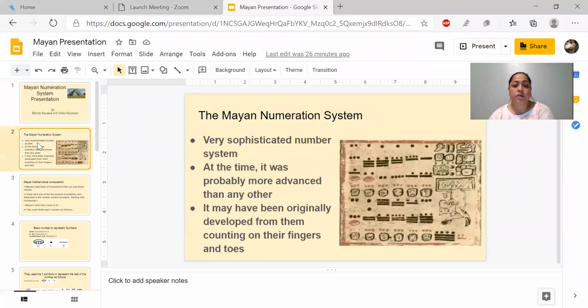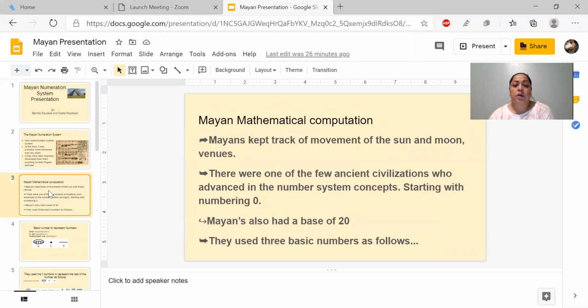The Mayan numeration system is a very sophisticated number system. At the time, it was probably more advanced than any other, and it may have been originally developed from them counting on their fingers and their toes. The Mayans kept track of the movement of the sun, the moon, and Venus. They were one of the few civilizations who advanced in the number system concept, starting with the number zero.